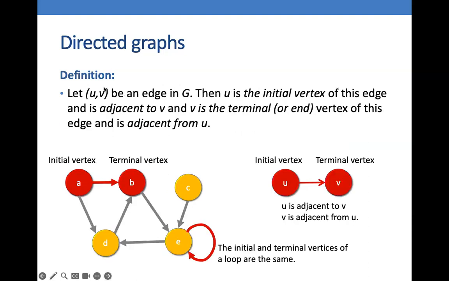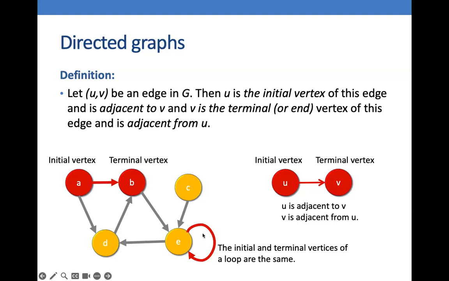Now, let's have another definition. Suppose we have an edge U to V in G. We can visualize it like this: we have U to V, and this edge represents the connection, or the one-way path, from U to V. We can then say that U is the initial vertex of this edge, and U is adjacent to V. We can also say that V is the terminal, or the end vertex of this edge, and V is adjacent from U. So U is adjacent to V, and V is adjacent from U.